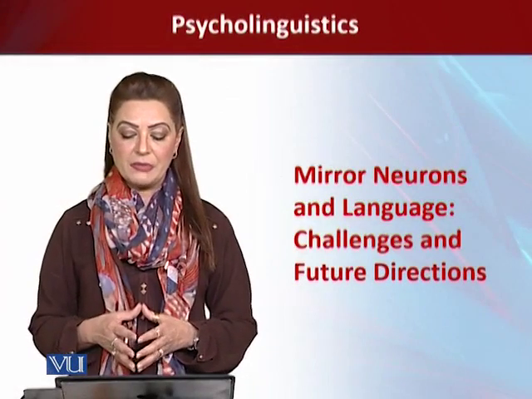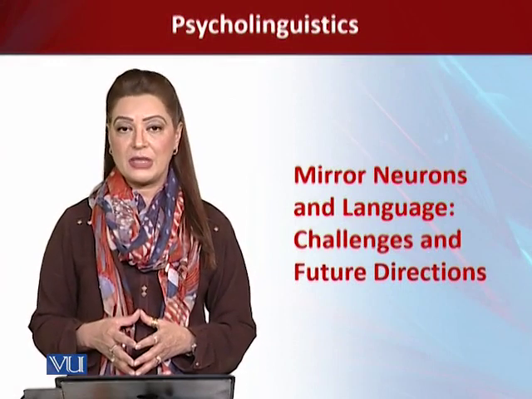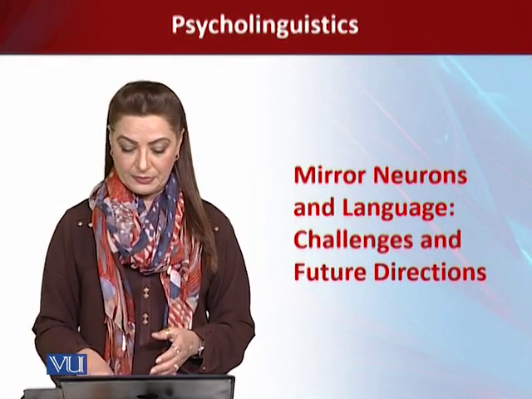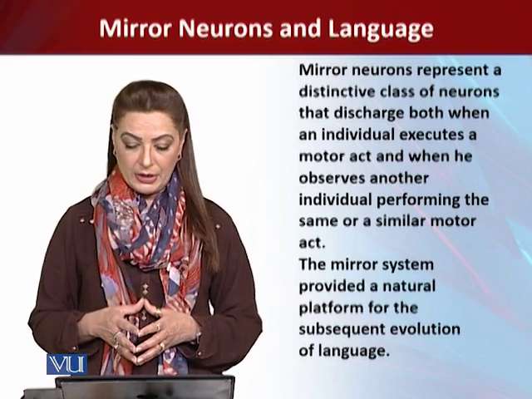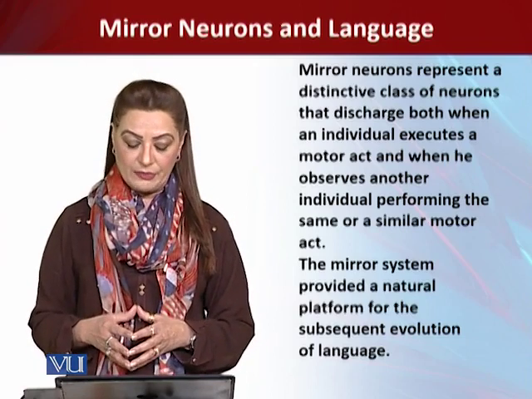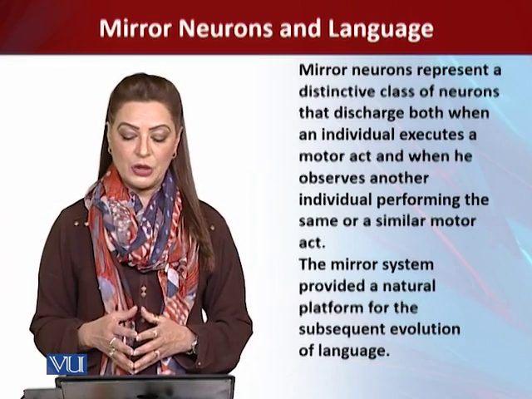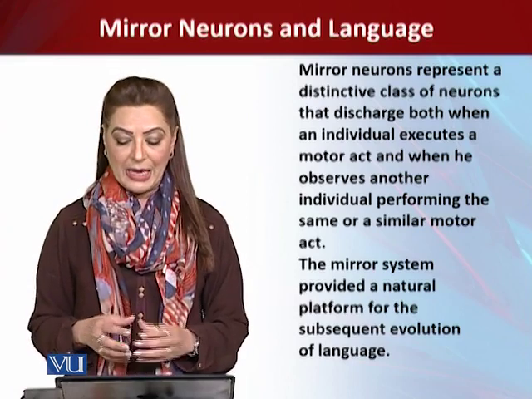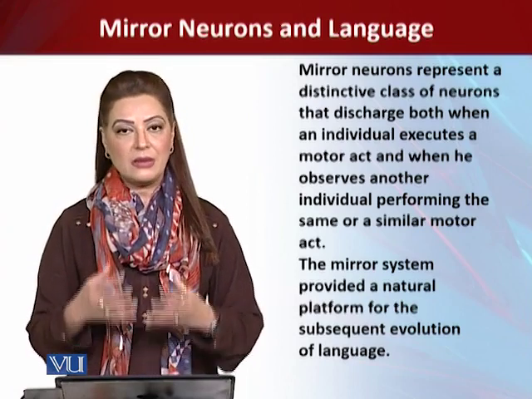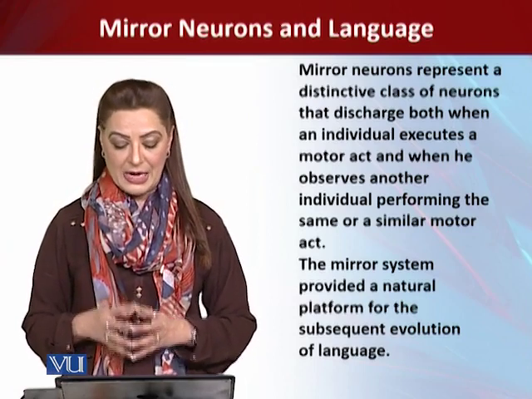Now we will discuss mirror neurons and language, challenges and future directions. Mirror neurons represent a distinctive class of neurons that discharge both when an individual executes a motor act and when he observes another individual performing the same or a similar motor act.